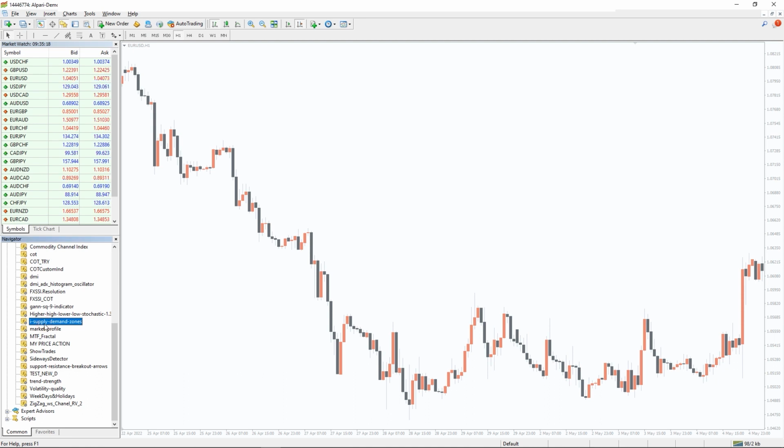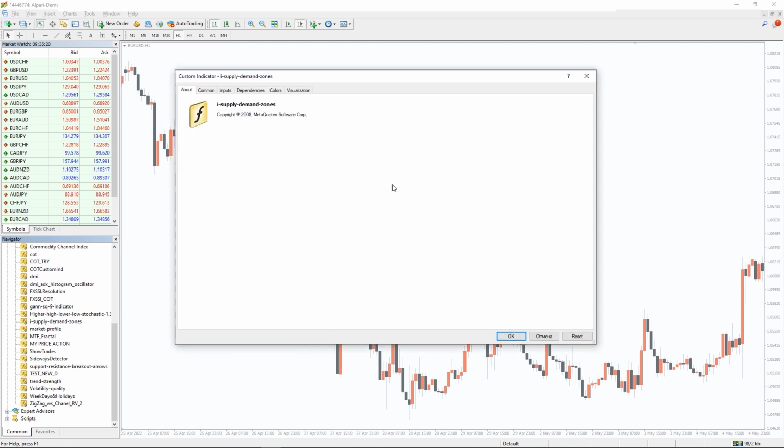To run the indicator, simply drag the ICE Supply Demand Zones indicator from the indicator list to your MT4 chart. And please, don't forget to click on the loaded imports in the settings window.